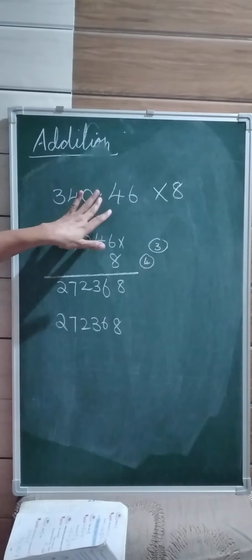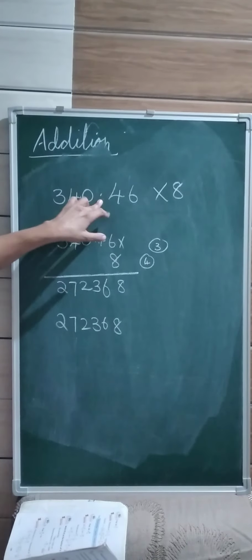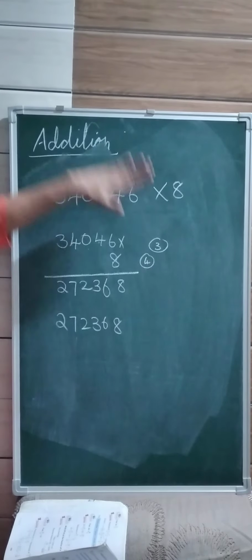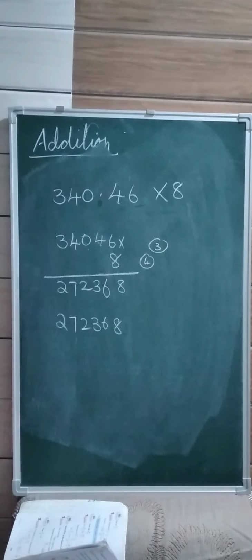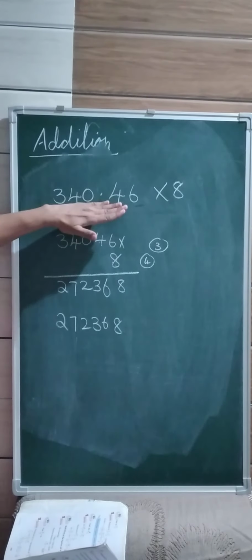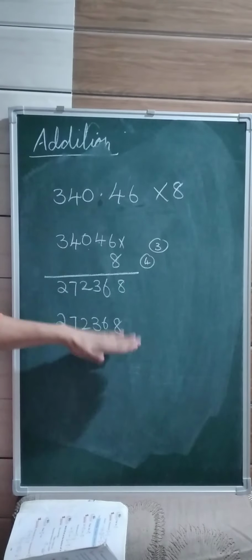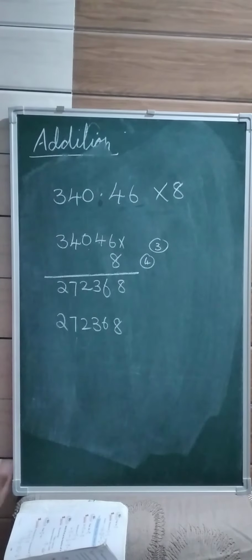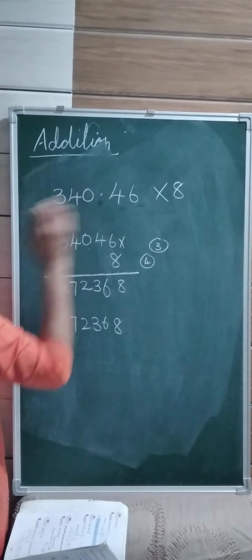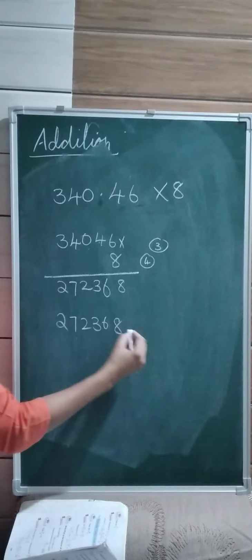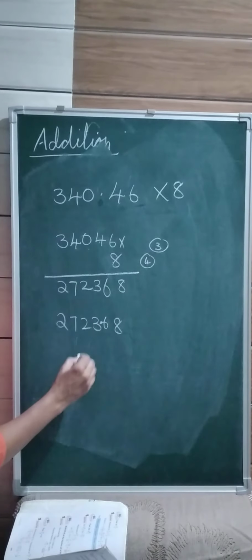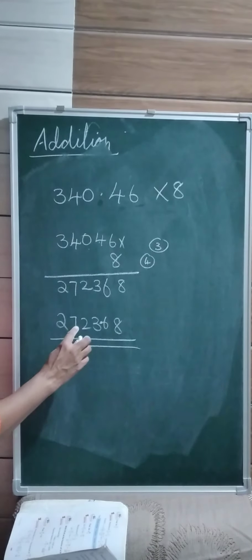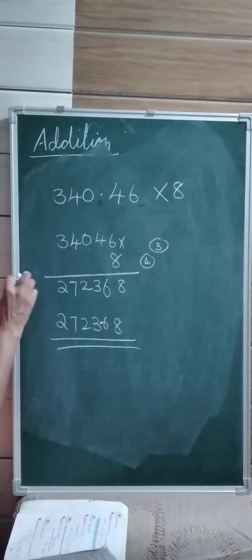But here a decimal point is there. In the question, how many decimal digits are there? That many decimal digits we need in the answer also. So count the decimal digits in the question. 1 and 2. 2 decimal digits are there in the question. So start counting from here. 1, 2. Then here. The answer will be 2723.68.